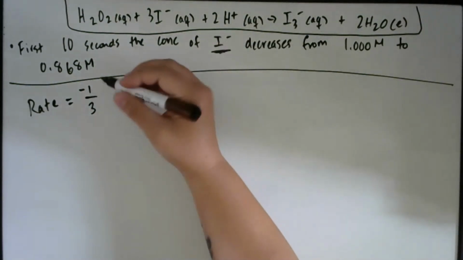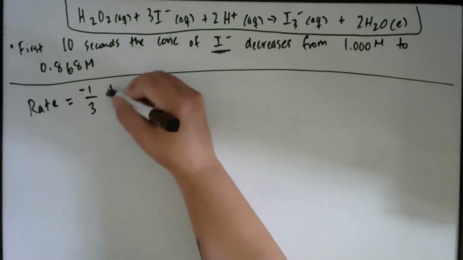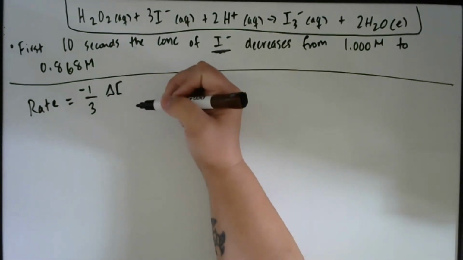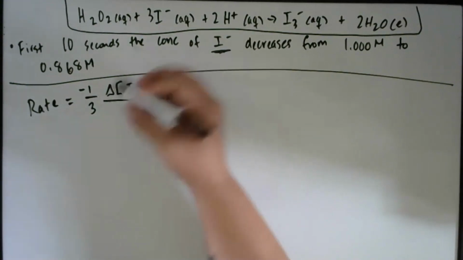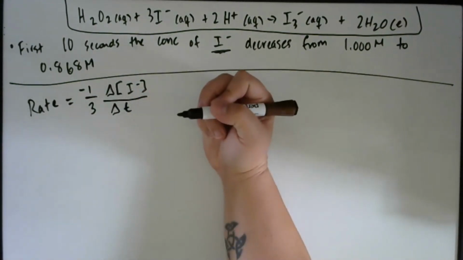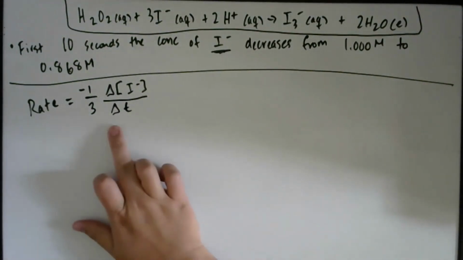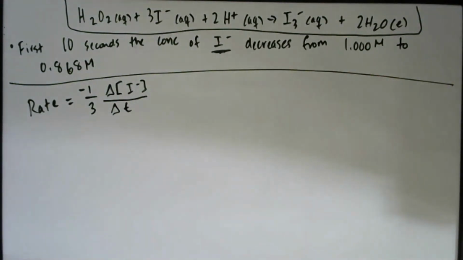All right. The next part of this relationship is going to represent the rate of change of the particular component. Okay. And our rate of change is going to be represented as the delta concentration value. So in this case, it's going to be delta I minus divided by the change in time, delta T. Okay, so once we have these two things set up, now we can plug in the information that we have from the problem and figure out what the rate is going to be.